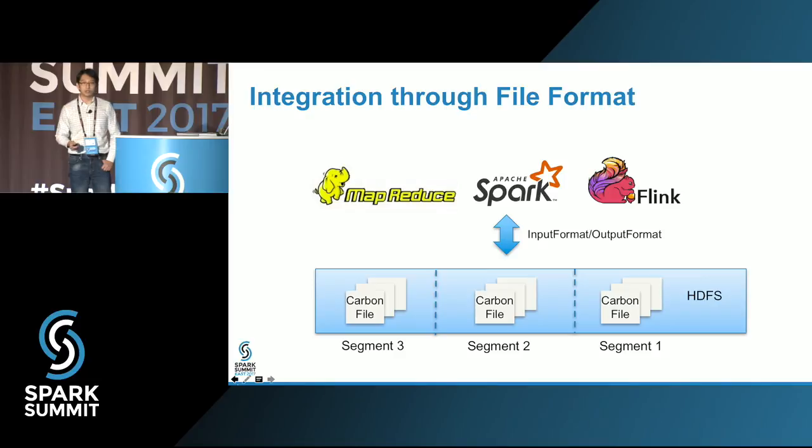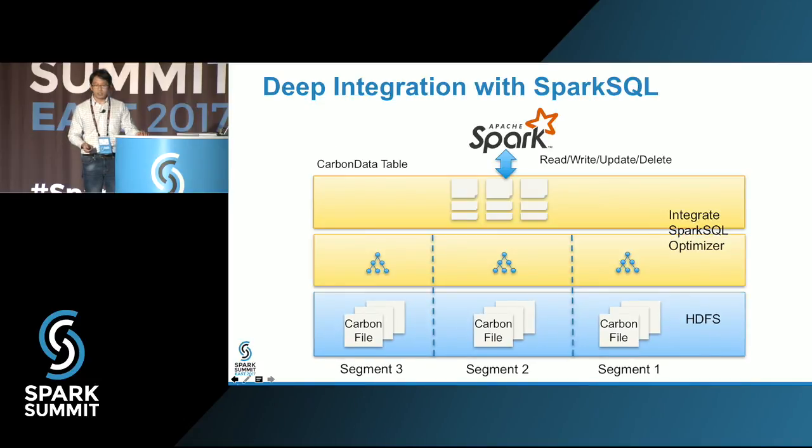So Carbondata is a file format on top of HDFS. We provide input format and output format, which work with any processing engine compatible with the MapReduce API. So with Hadoop MapReduce, Spark, or Flink, you can use it to read and write Carbondata with the file format API. And we did more to integrate with Spark SQL.